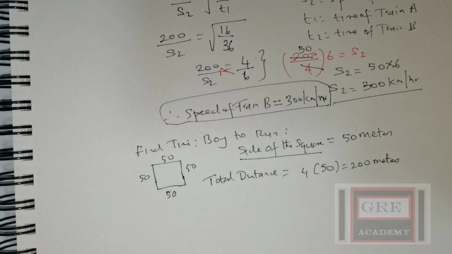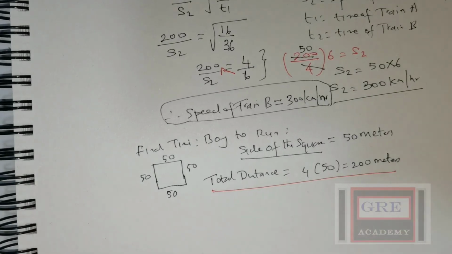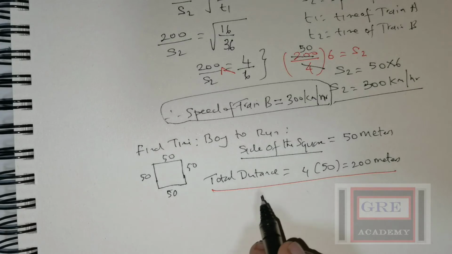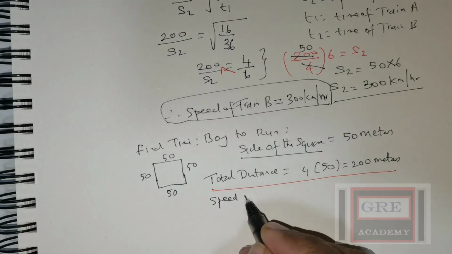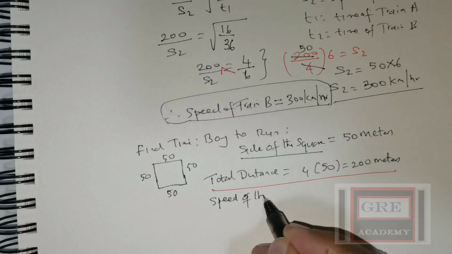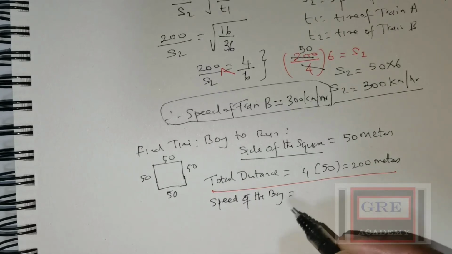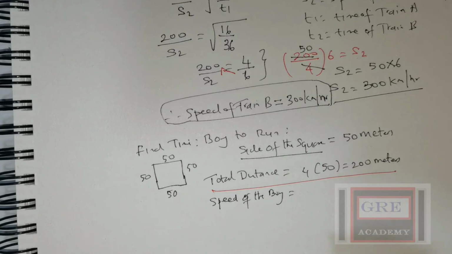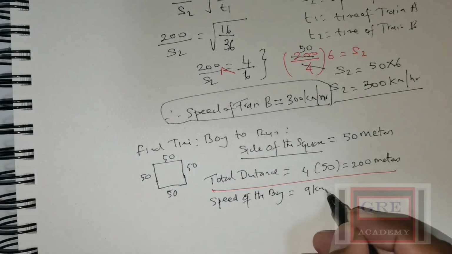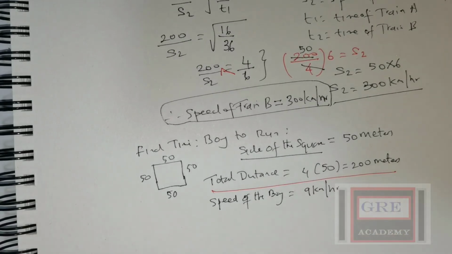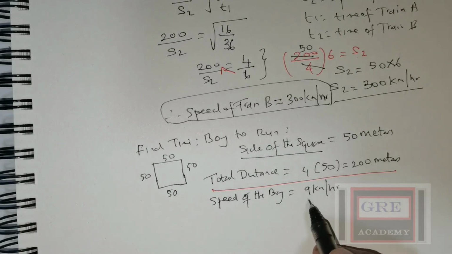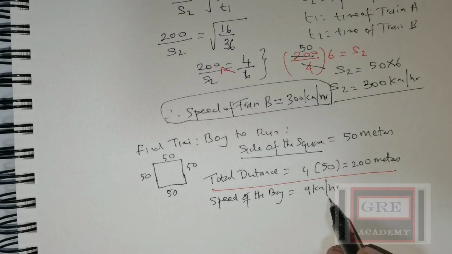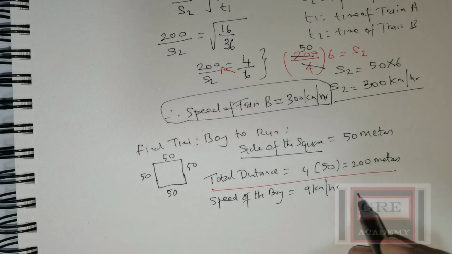Now this is the total distance that the boy has to cover. Now what are we given? We are given that the speed of the boy is 9 kilometers per hour. Now we have to convert this 9 kilometers per hour into meters per second. So this has to be changed.